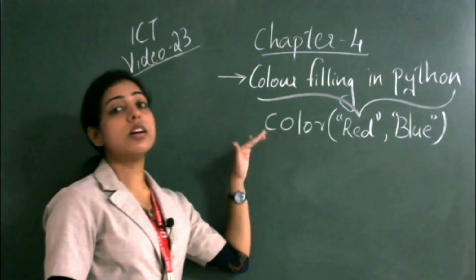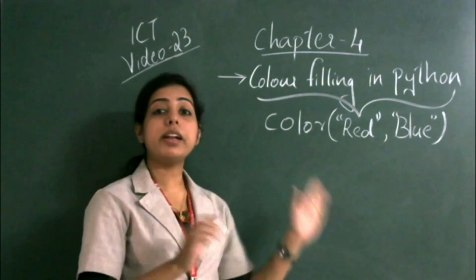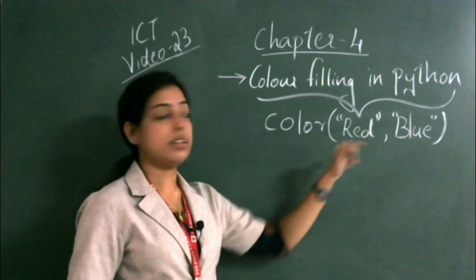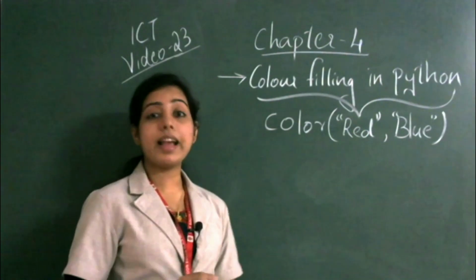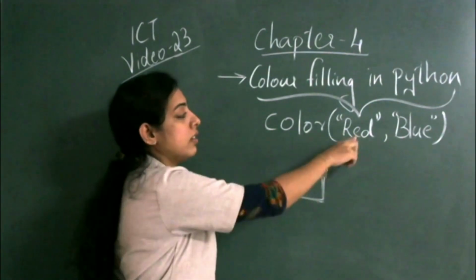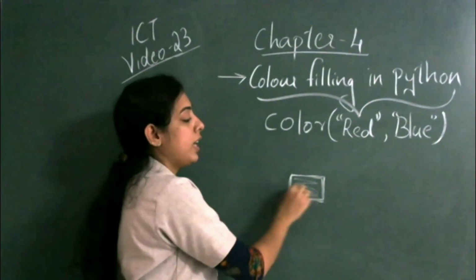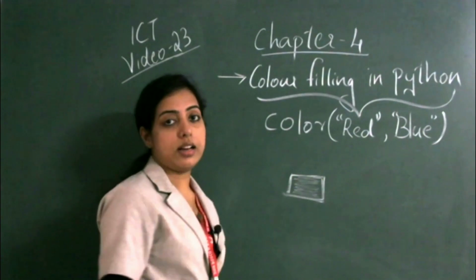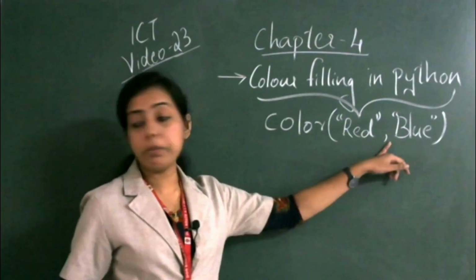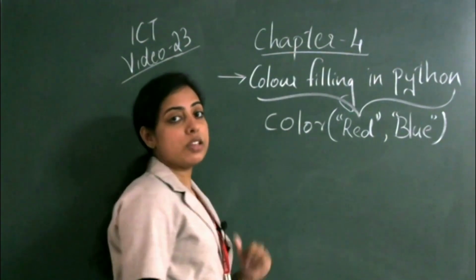So what does this code line indicate? Color, open bracket, I have specified two different colors. But in the previous activity, I only gave one color. So what do these two colors indicate? The first color, red, means the line color. If it is a square, the line color indicates this red color. And blue color means the color inside the shape, it will be filled with blue color. So this is the first code line, color of red and blue. It is separated by using a comma and it must be given inside the double quotes.